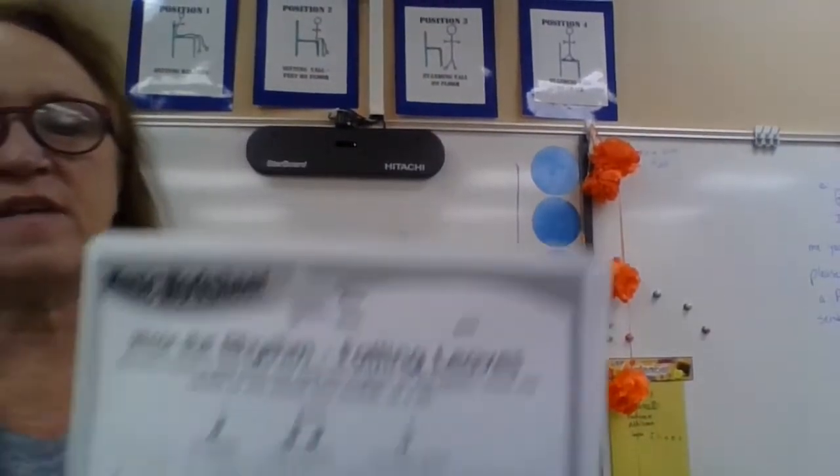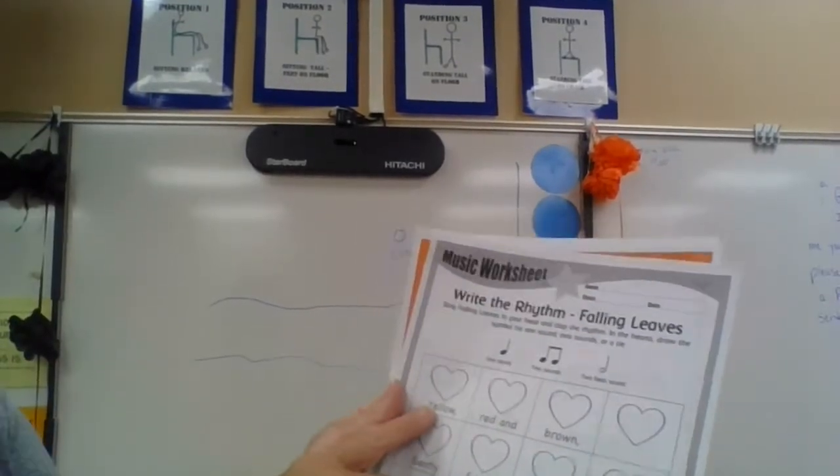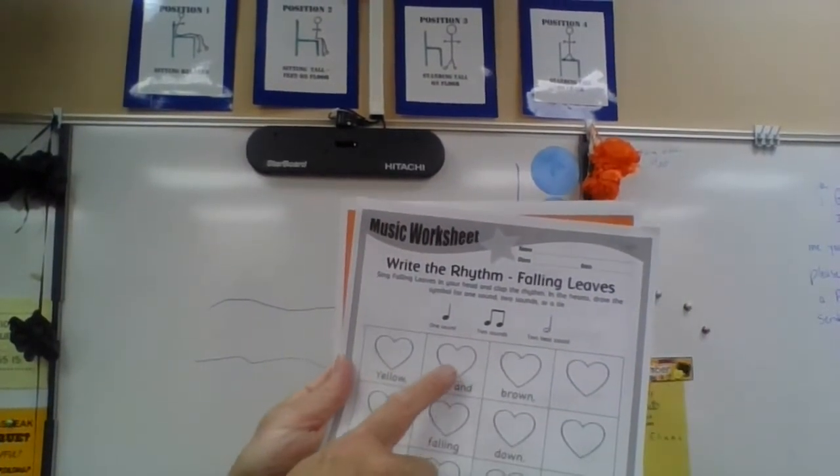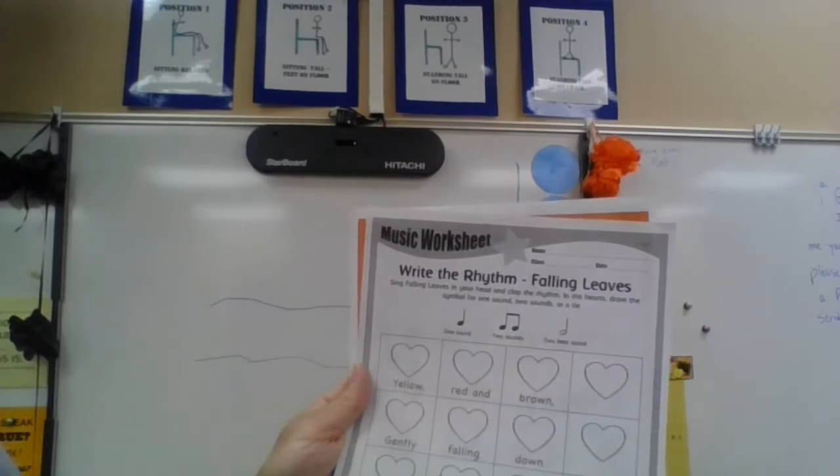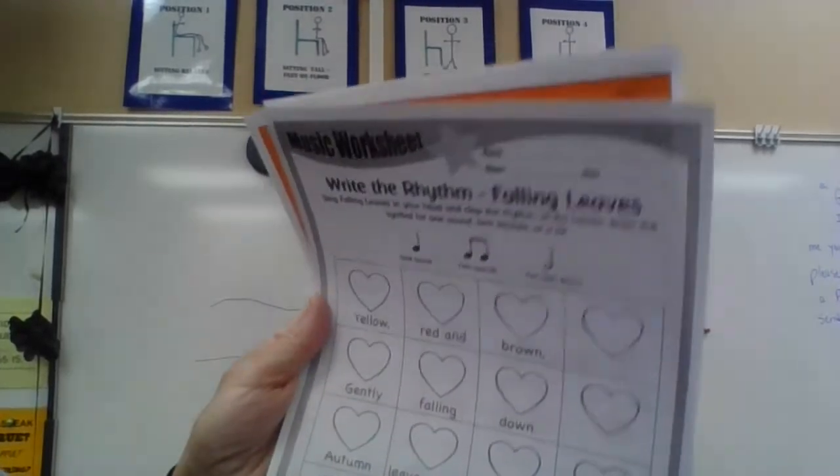Ti-ti, ti-ti, ta. So you can do that very same song without saying the words yellow, red, and brown, and just change them to ti-ti, ta, ti-tis and tas. Now this worksheet tells you yellow, red, and brown, and this worksheet has empty hearts. And these are the choices.